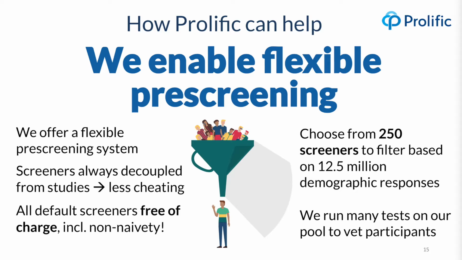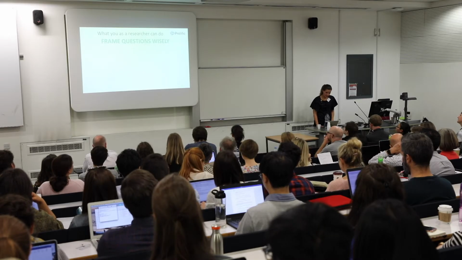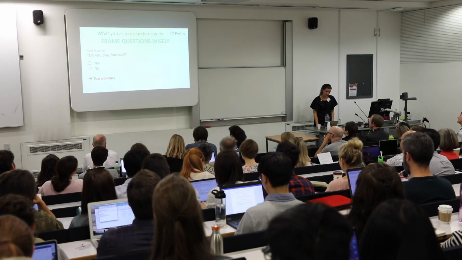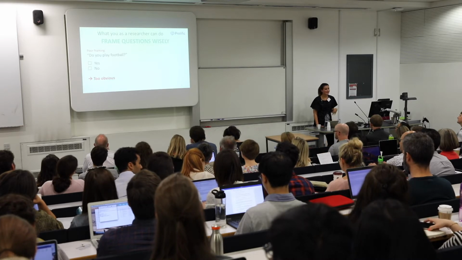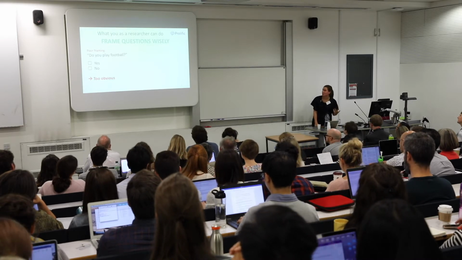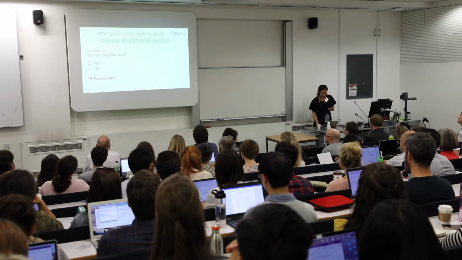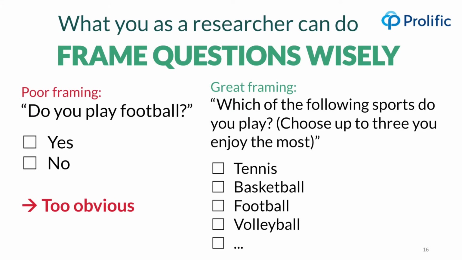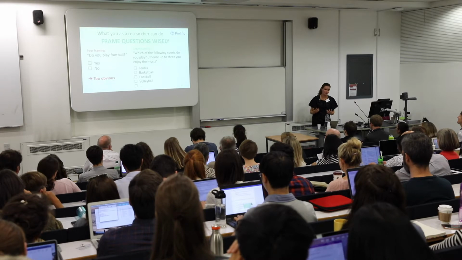And we also run many tests on our participant pool to try and catch people who try to cheat the system. What you as a researcher can do, I think it's really important that you frame questions wisely. So instead of asking, let's say, do you play football, yes or no, you should rather ask, which of the following sports do you play? Choose up to 3. And then it's not obvious at all what you're looking for. And this is something we also pay a lot of attention to when designing our pre-screening questions. We really try to make sure that they're as valid and reliable as possible.